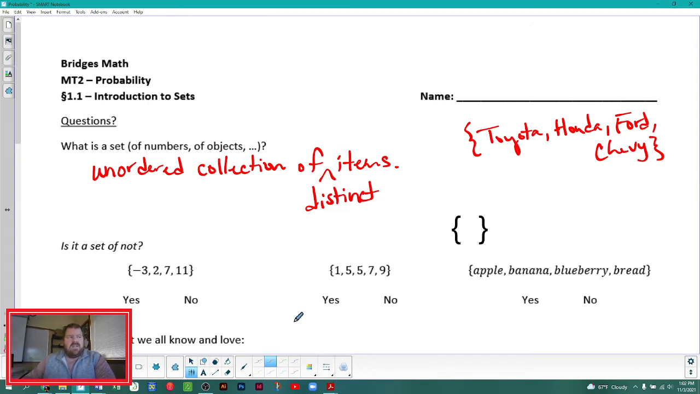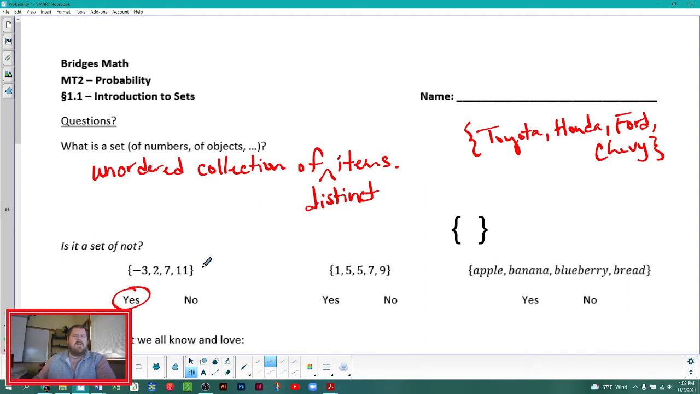So the next question is: is it a set or not? The first one, I have -3, 2, 7, and 11. And notice they are in numerical order. It's not that it breaks a rule when it's in numerical order. It just doesn't hold any meaning. The order of the numbers in there doesn't hold any meaning. So this is a set, and they're all distinct items. It's a collection of them.